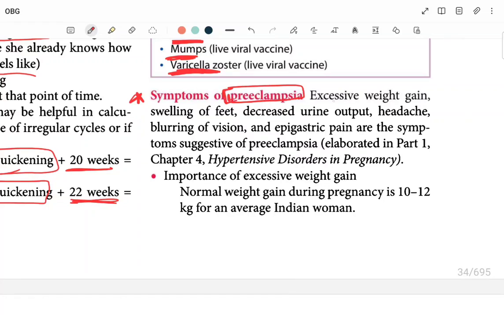So excessive weight gain, swelling of feet, decreased urine output, headache, blurring of vision and epigastric pain. These are all symptoms suggestive of preeclampsia.